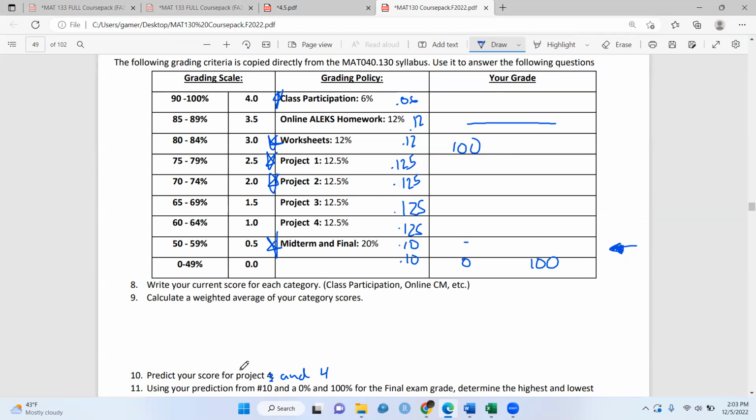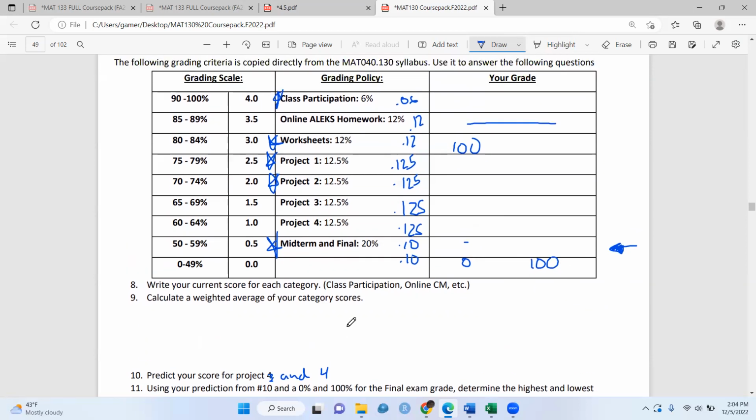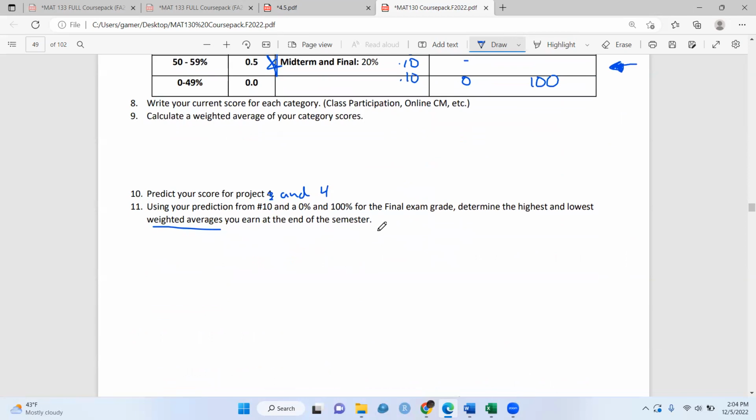And then for question 10, I'm saying make a prediction for projects 3 and 4. And then for 11, you're putting in a grade for the midterm for the final as 0 for one grade, which would be your lowest grade you could get, and 100 for the other grade. So you're doing two grade calculations. So the final equal to 0% would be the lowest possible grade. The final equal to 100% would be the highest possible grade.